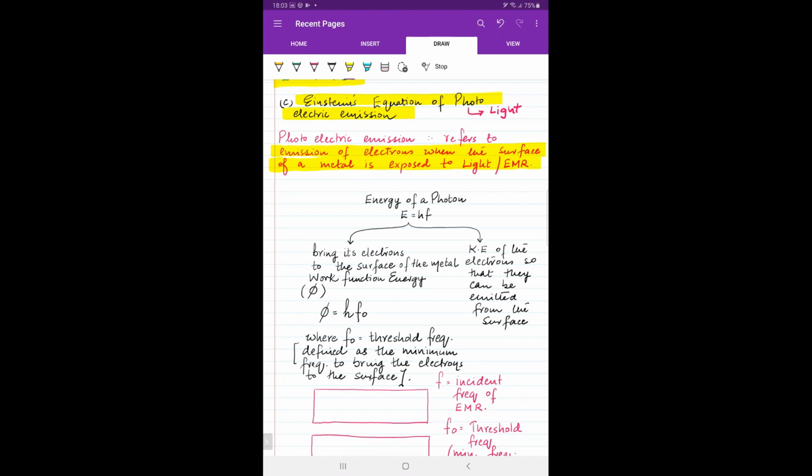So since in thermionic emission it was a known fact कि हम मेटल के सरफेस को हीट करके उससे इलेक्ट्रॉन्स की emission करवा सकते हैं, आइंस्टाइन वाज ऑफ द ओपिनियन कि अगर हीट एनर्जी से इलेक्ट्रॉन्स को emit करवा सकते हैं तो why not light? And hence the term photoelectric emission, which refers to the emission of electrons when the surface of a metal is exposed to either you can say light energy or in short, electromagnetic radiation.